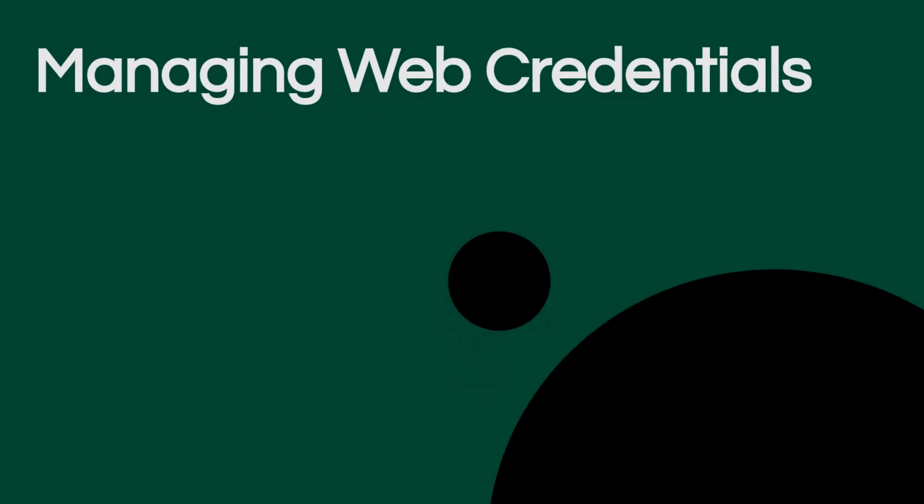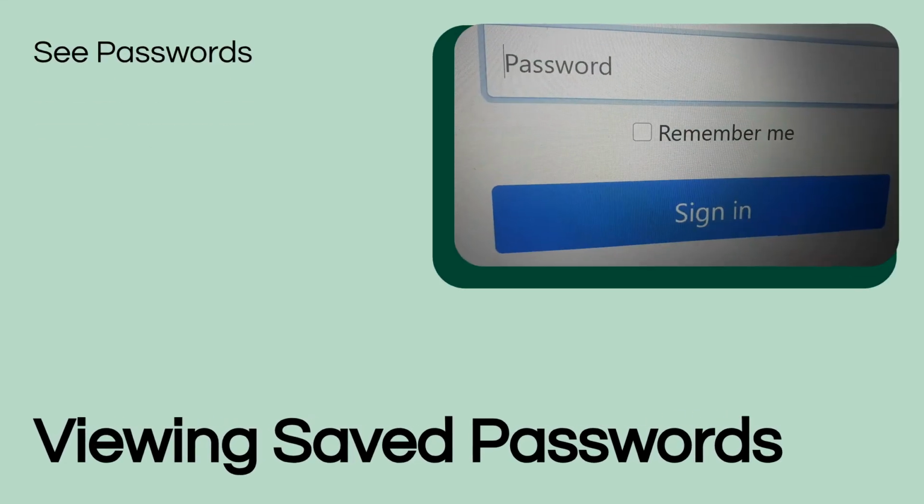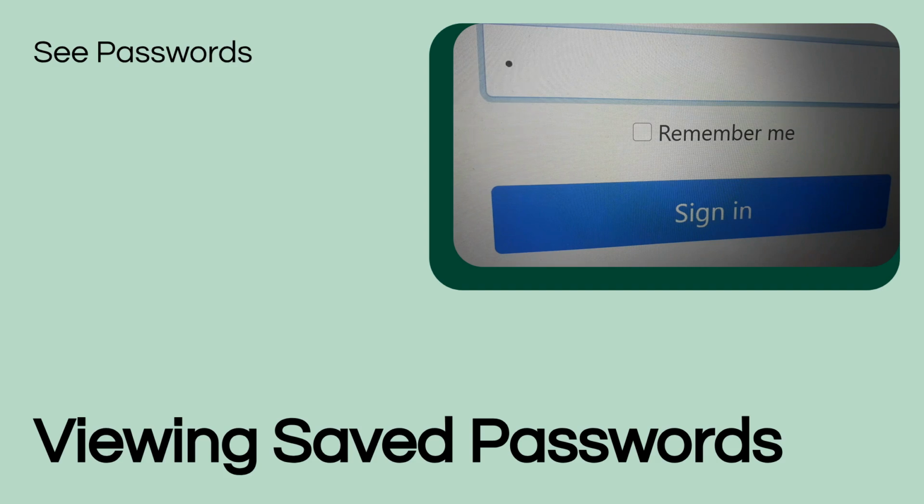Web credentials are what you'll use most often. Let's see how to manage the passwords saved for your favorite websites. To view a saved website password, simply click on the credential entry and then select Show under the password field. You may need to enter your Windows login for verification.